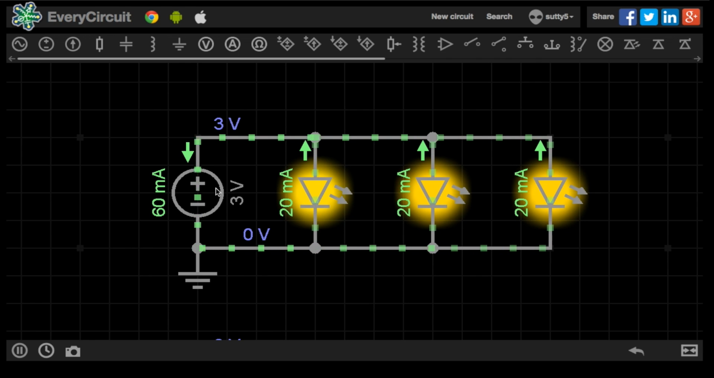You can see here, every circuit is labelled with the current flow and voltage in the circuit. So I've got everything here already, but it's good to understand how that 60 milliamps is derived. It's because we've got 3 LEDs in a parallel circuit, and in a parallel circuit, the current flow is added. So we've got 3 LEDs times 20 milliamps, which gives us 60 milliamps in total flowing through the entire circuit.